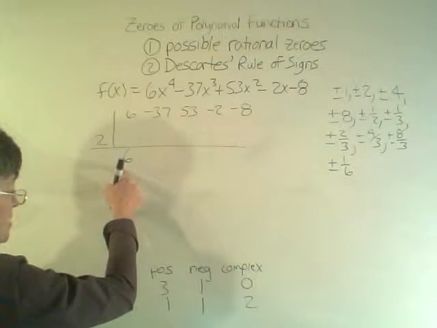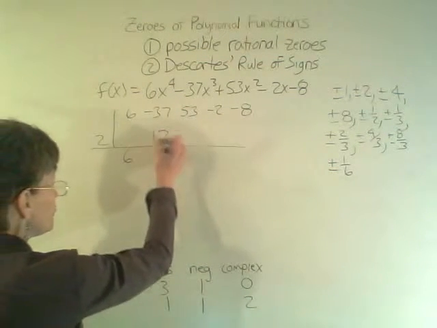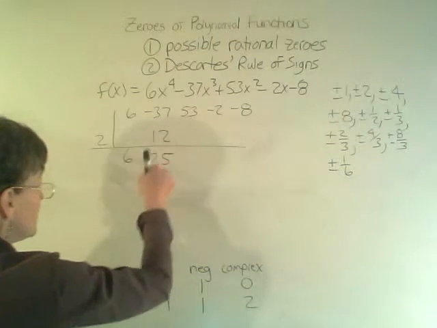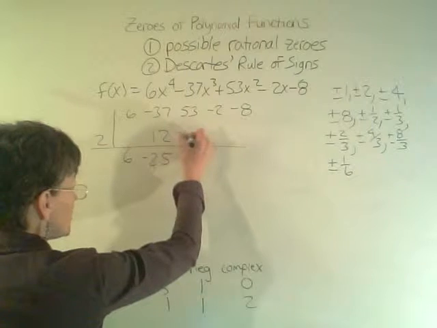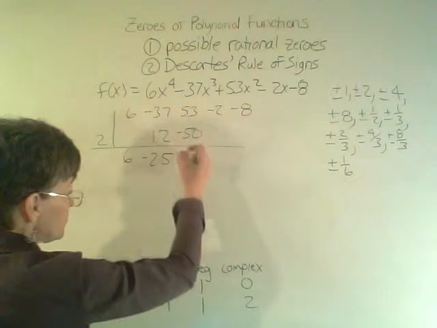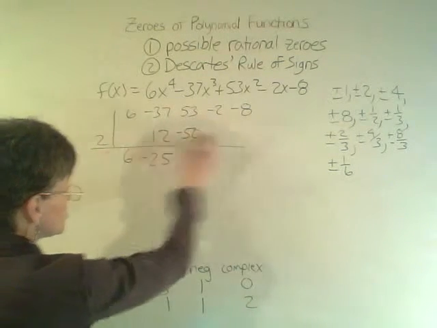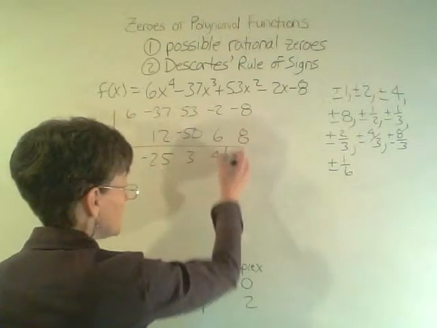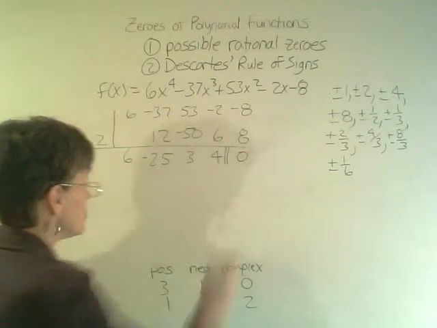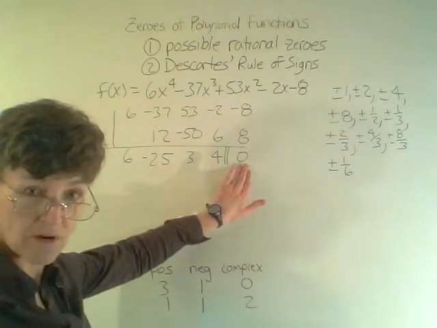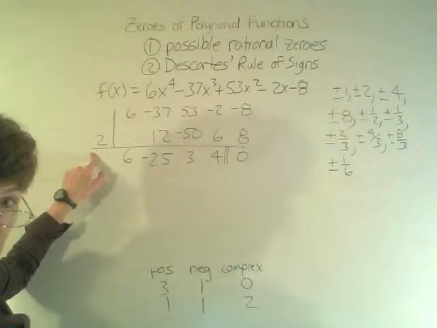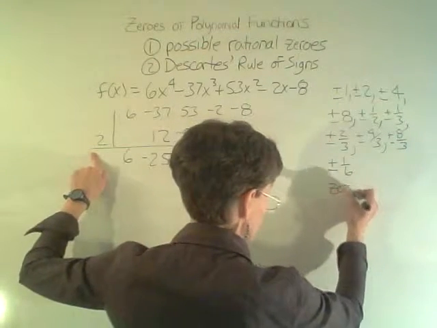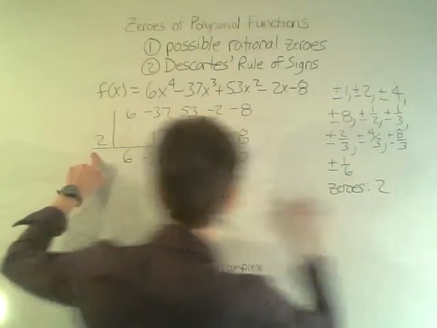So the first thing I do is bring down my 6. 6 times 2 is 12. Negative 37 plus 12 is negative 25. Negative 25 times 2 is negative 50. 53 minus 50 is 3. 3 times 2 is 6. 6 minus 2 is 4. 4 times 2 is 8. And 8 minus 8 is 0. So sure enough, because I got no remainder, 2 is a zero. Alright, so one of my zeros is the number 2.